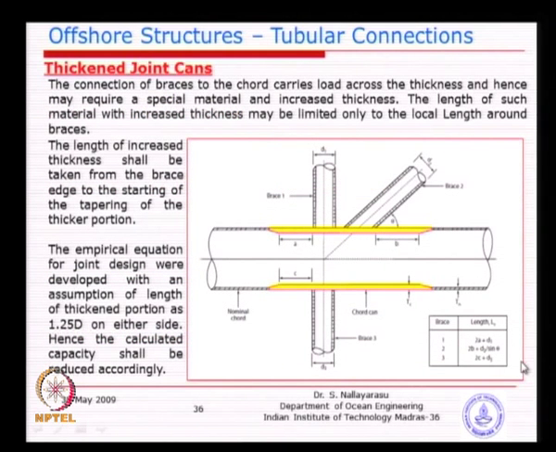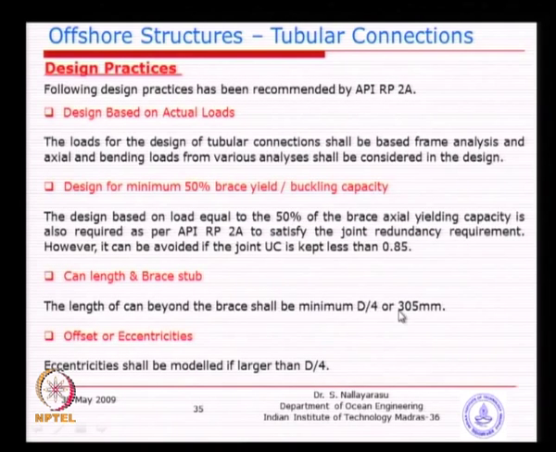But if you look at this picture, that is to be calculated from the edge to the full thickness, not to the tapered thickness, because sometimes the tapered thickness could be losing another 100 mm, 200 mm. So, basically the distance A is the one that we were talking about, should be diameter by 4 or 305, whichever is not smaller, larger. And the eccentricities shall be modeled if larger than d by 4.